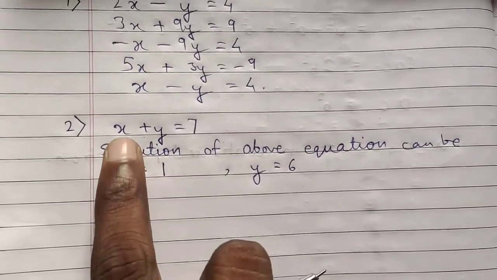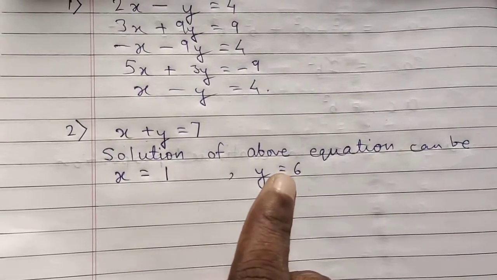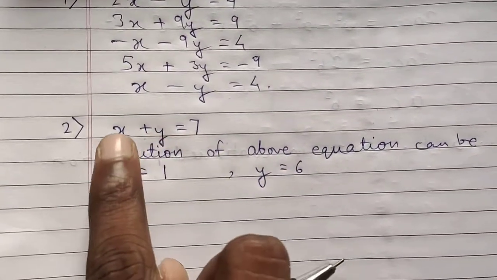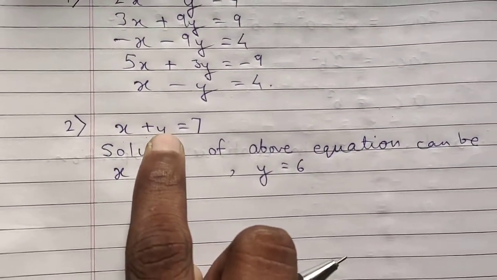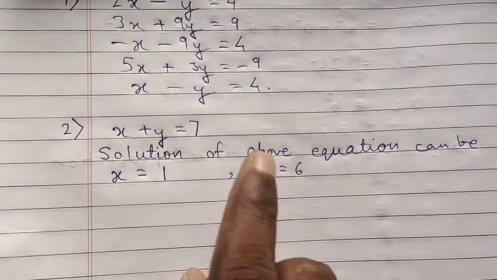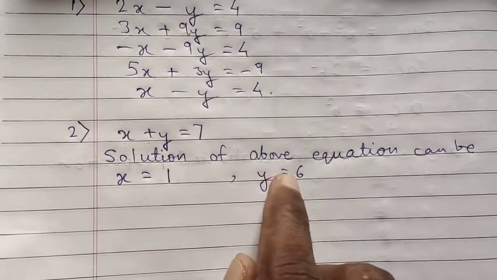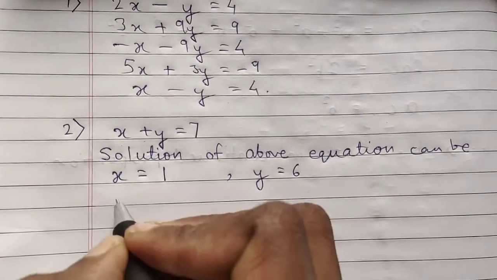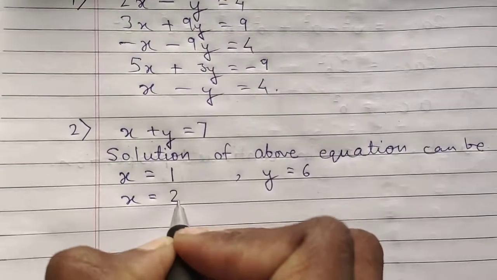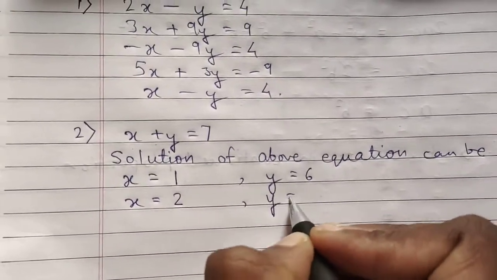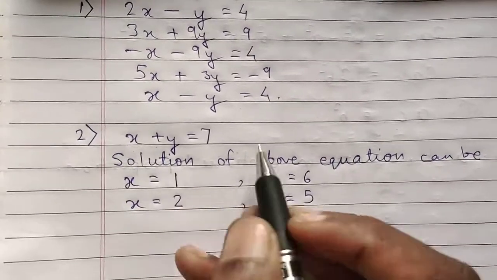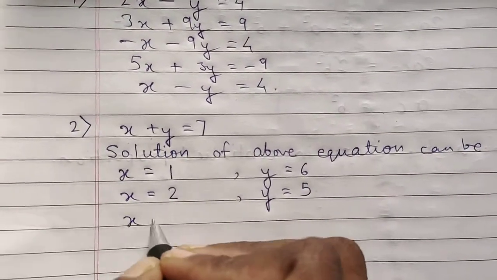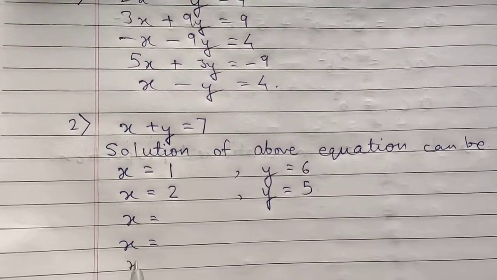So in place of x, suppose 1 is there, and in place of y, suppose 6 is there. Then what you will get? 1 plus 6, and you know 1 plus 6 equals to 7. So this is one of the solution. Similarly, if I take x equal to 2, then my y value will be 5, because 2 plus 5 gives you 7. Same way you can write few more, right?